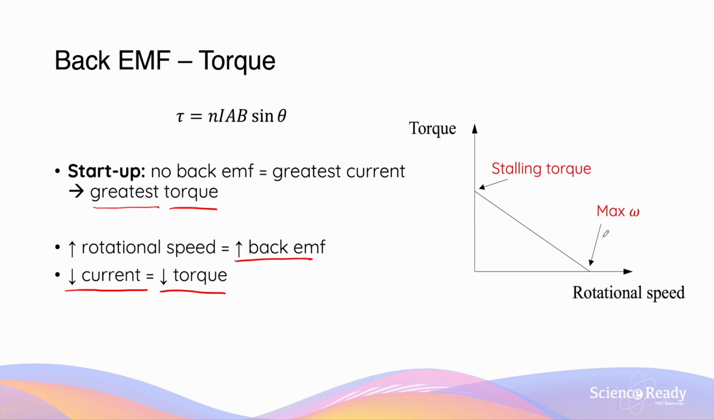When you get to the maximum angular speed, the fastest speed at which the motor will operate, this is when the back EMF is the greatest. And the opposing force from the back EMF will balance the force due to the motor effect, giving a net torque of zero. This concludes the video on back EMF in DC motors.